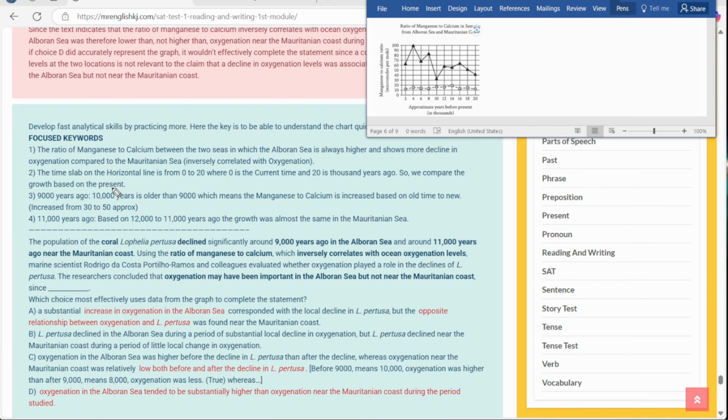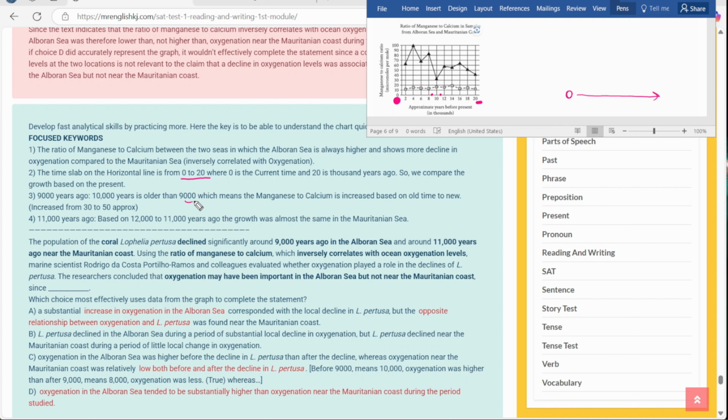Few keywords that I gave you. The ratio that I was talking about, 0 to 20. Meaning to say, you know the time, it was 0 here and 20 here. That means 0 is our current time and it is going in past. If I say 9,000 years ago, obviously I was choosing somewhere here and then 11,000 somewhere here. That's why I chose that.